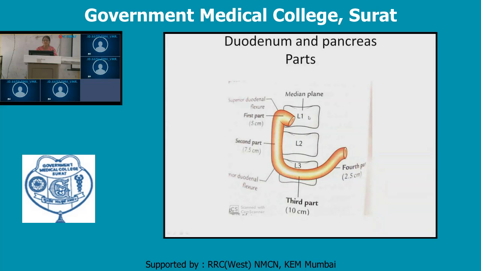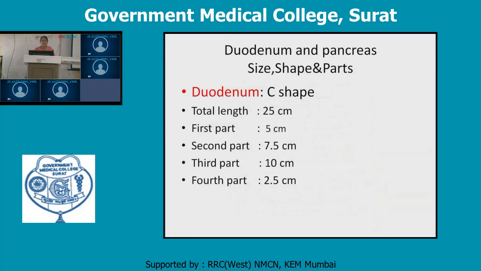Let us once again revise the parts and shape of the duodenum. You have seen it is a C-shaped structure, and in the concavity of the C lies the head of the pancreas. Total length is roundabout 25 centimeters: the first part is 5 centimeters, second part 7.5 centimeters, third part 10 centimeters, and the fourth is the shortest part, 2.5 centimeters. So it should be clear to you that most of it is retroperitoneal and fixed, except at the two ends where it is a little mobile structure.